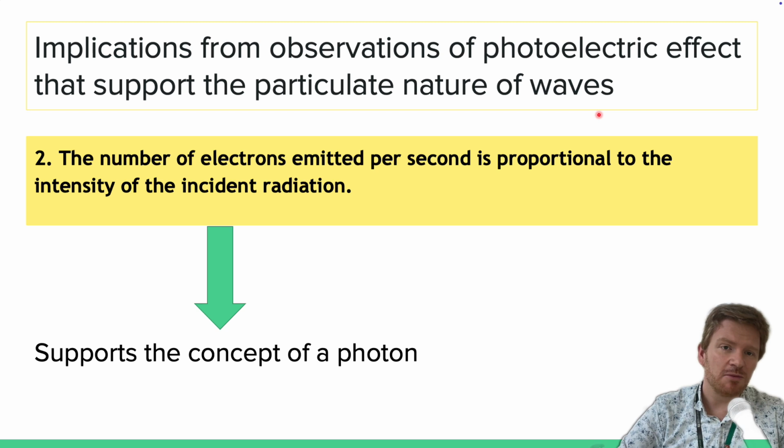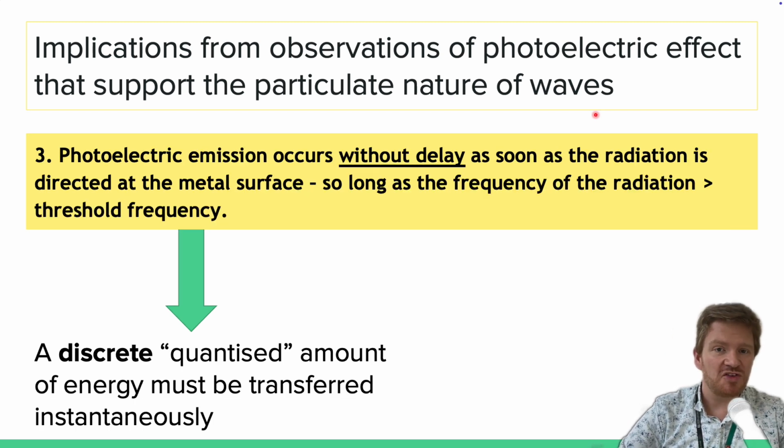Number two, the number of electrons emitted per second is proportional to the intensity. Well, again, that supports the idea that the light is little packets of energy that's arriving, because then more intensity means more of those packets, and each of those packets can be given to an electron and allow it to escape. Number three, we see it without delay. It happens the second we turn on the light, provided it's above that threshold frequency.